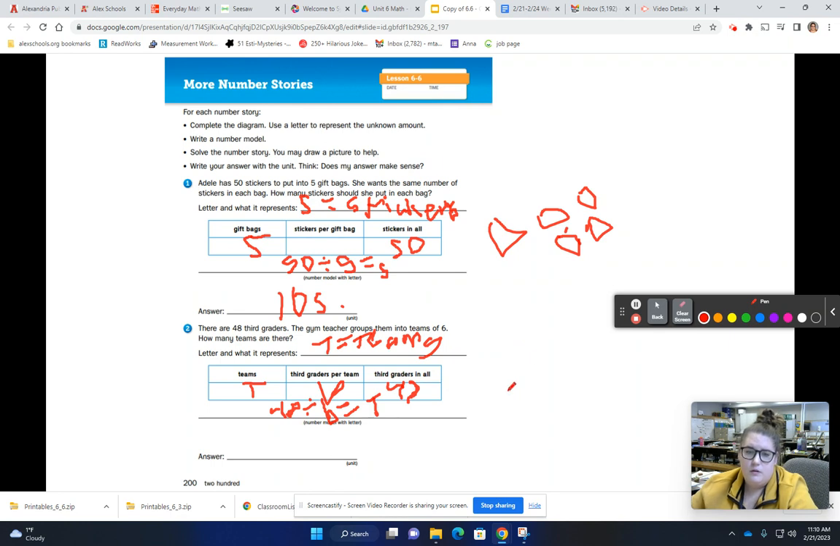Okay, well, we know a 6 and a 6 equals 12. A 12 and a 12 is 24. 6 times 5 is 30. So if we add 30 plus a 6, that'd be 36, plus another 6, that'd be 42, plus another 6 would be 48. So my answer is there are 8 teams.